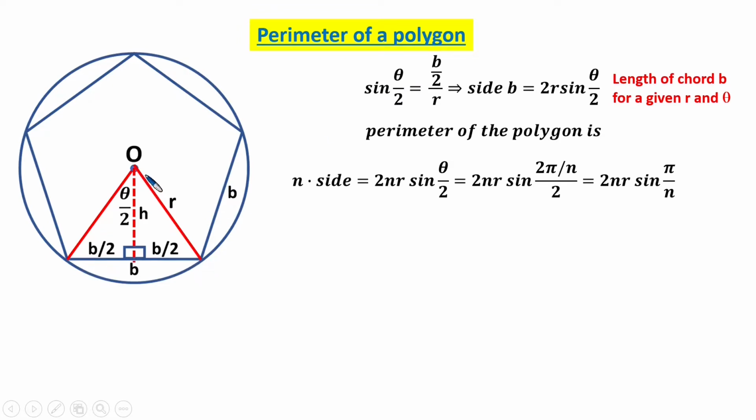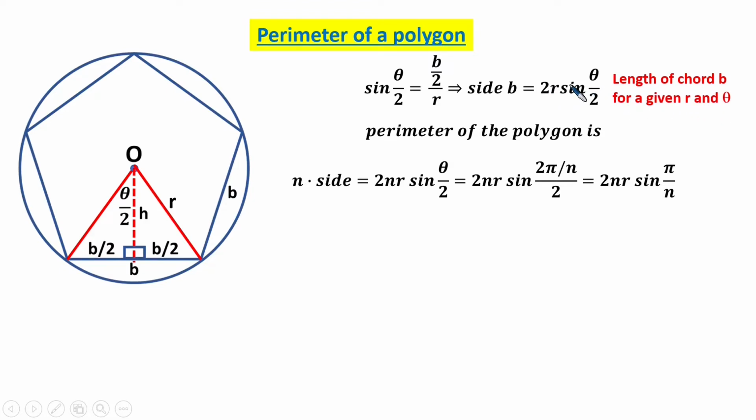I can divide this polygon into 5 triangles. This angle is theta, and this half-angle is theta by 2. So I can write sine of theta by 2 is opposite by hypotenuse, and the hypotenuse is r. Here I have written b by 2 as the opposite side, and r as the hypotenuse. So b is what? I take the r from this side to the other, and the 2 is also there, so b is equal to 2r sine theta by 2, which is the length of the chord b for a given r and theta.